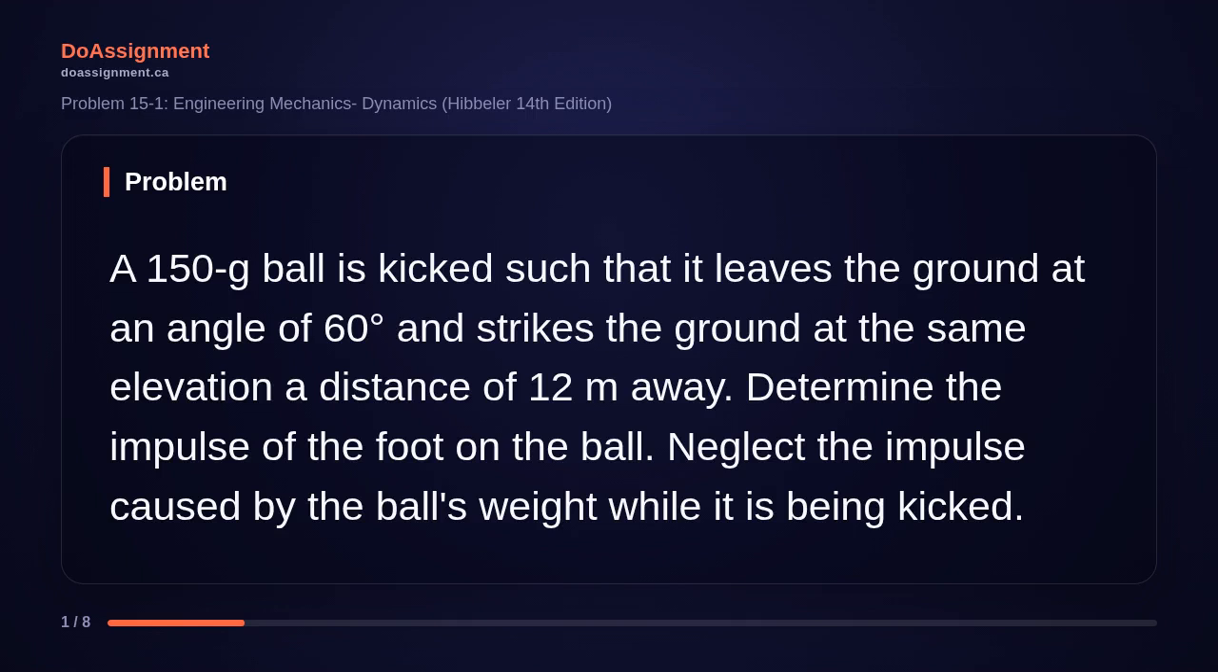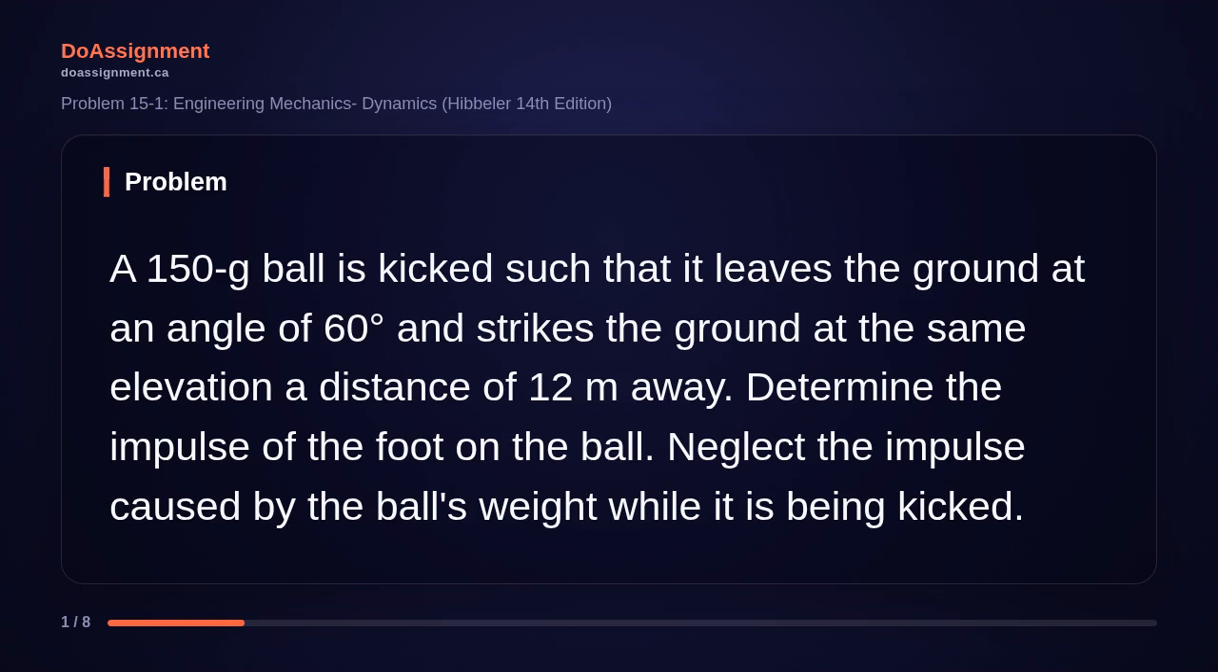Here is the problem. A 150-gram ball is kicked such that it leaves the ground at an angle of 60 degrees and strikes the ground at the same elevation a distance of 12 meters away. Determine the impulse of the foot on the ball. Neglect the impulse caused by the ball's weight while it is being kicked.